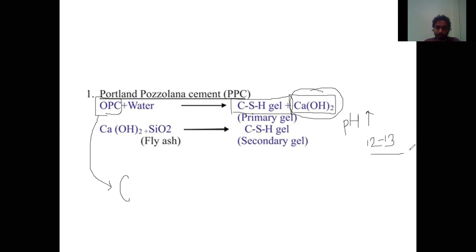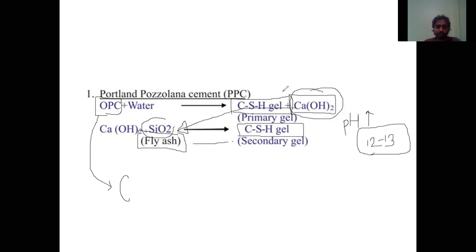12 to 13 pH range, because of the calcium hydroxide present in the cement concrete. But do we require this calcium hydroxide? No. To compensate for this, we react it with fly ash. Now, what is fly ash? Fly ash is basically an admixture added to the cement, so that this calcium hydroxide reacts with silica, SiO2, and again makes CSH gel, which is called the secondary gel.